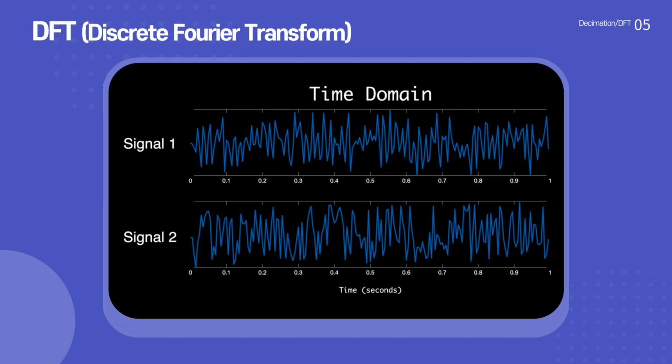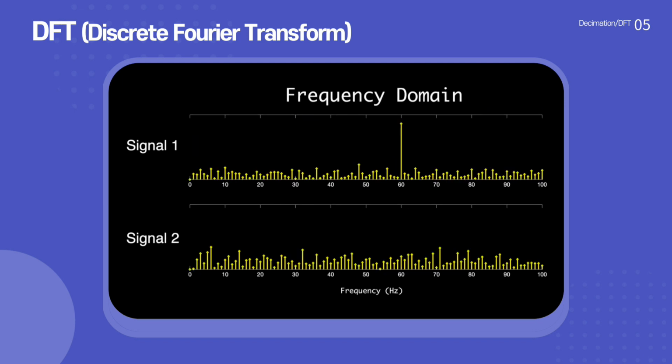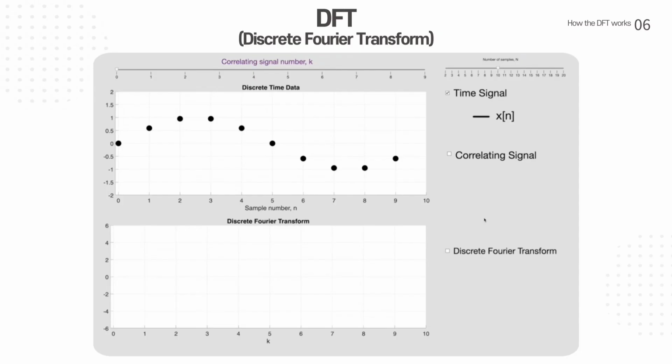These aren't that obvious and they both look pretty similar. But if we transform them into the frequency domain, it's much easier to answer. That means this is clearly the first signal because there is this big 60 Hz peak. So we can use the frequency domain to understand the frequency composition of the signal and how the DFT performs these transformations. I made a little MATLAB application here to show you how the DFT works.